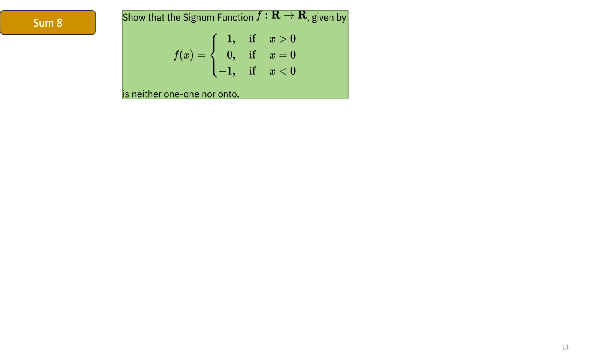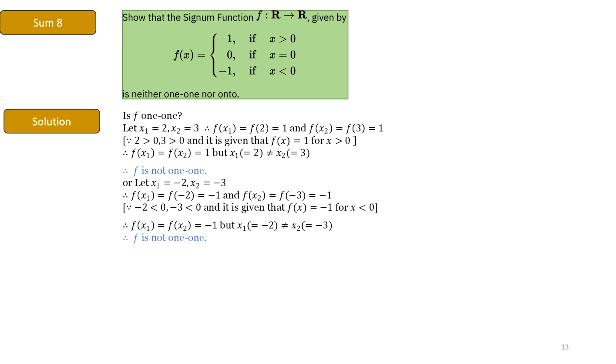Show that the given function, which is called a signum function, is neither one-one nor onto. If x1 equals 2 and x2 equals 3, f of x1 and f of x2 are equal to 1. f of x1 and f of x2 are equal to each other, whereas x1 and x2 are different. Hence, this is not a one-one function.